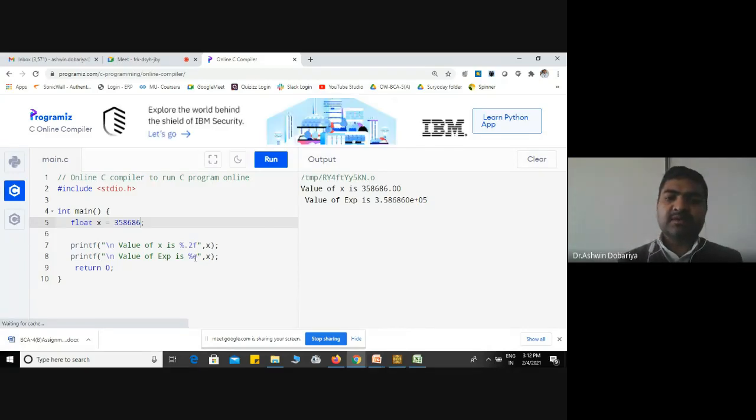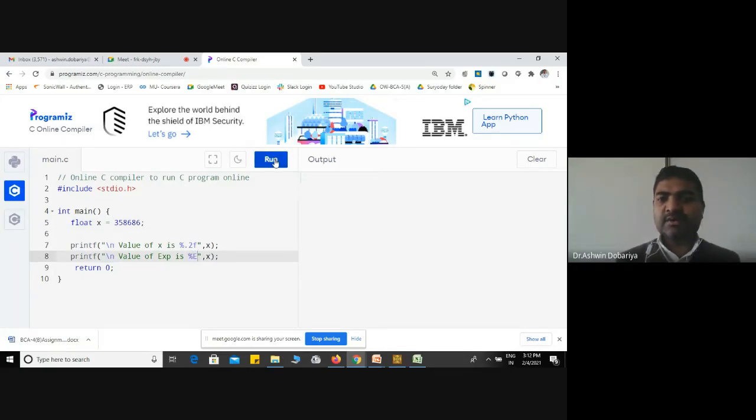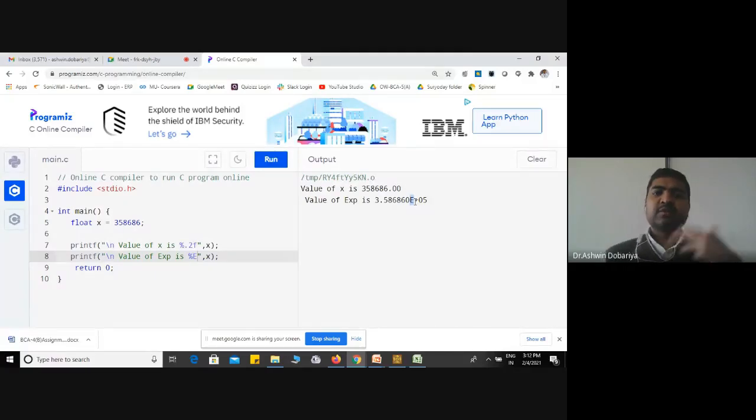And here if you mention small e, then it displays small e. If you mention capital E and execute, then it displays capital E. So both characters are supported in exponential format. Exponential format is nothing but another way to represent the floating value. ટૂંકમાં float value ને બીજી રીતે લખવાની method છે.